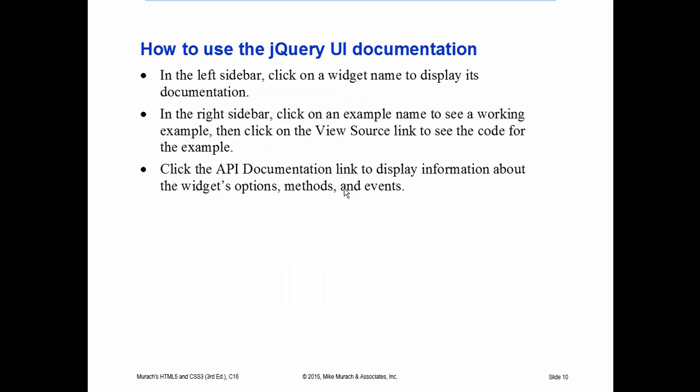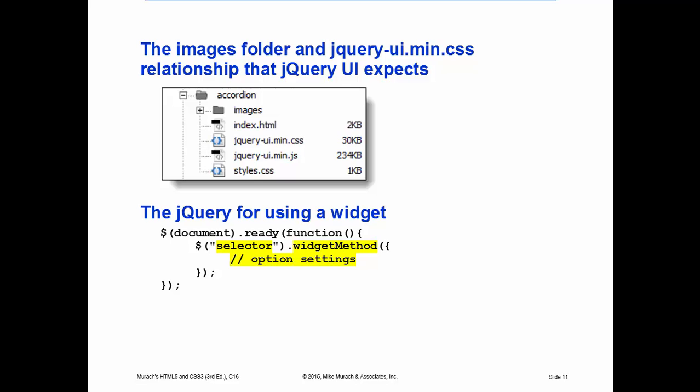As it says in the left sidebar, you can click on a widget's name to display its documentation. In the right sidebar, click on an example name. You can see a working example. I just showed you both of those. All right. The way that you oftentimes do this, it's selector.method. So we called the selector, we call that div. If you remember, we gave it an ID of accordion. So we said #accordion dot accordion, because that's the name of the method.